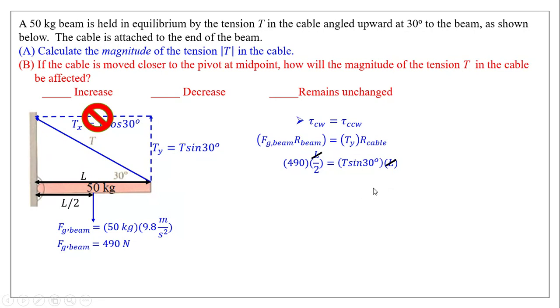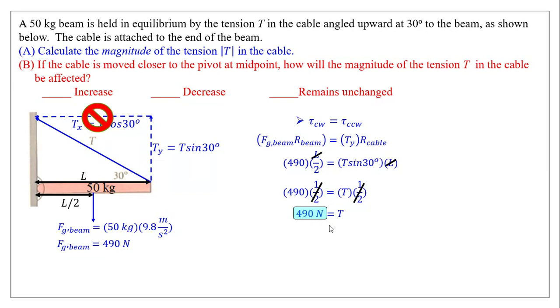So we can simplify this down a little more. Sine of 30 is just a half. And then once you cancel out the L on the left side, that parentheses really reduces down to just 1 over 2. I see a 1 over 2 on the left side, a 1 over 2 on the right side, so I'm just going to cancel that out. And therefore, the only thing that's left on the left side is 490. The only thing that's left on the right side is just T. So in this case, we just solve for T, and T is 490 newtons. Okay, so that is the magnitude for part A.